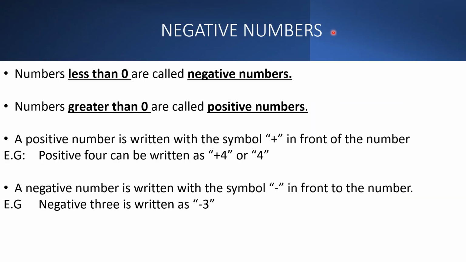Negative numbers. Numbers less than 0 are called negative numbers, and numbers greater than 0 are called positive numbers. A positive number is written with the symbol plus in front of the number. For example, positive 4 can be written as plus 4 or merely as 4. A negative number is written with the symbol minus in front of the number. Negative 3 is written as minus 3.